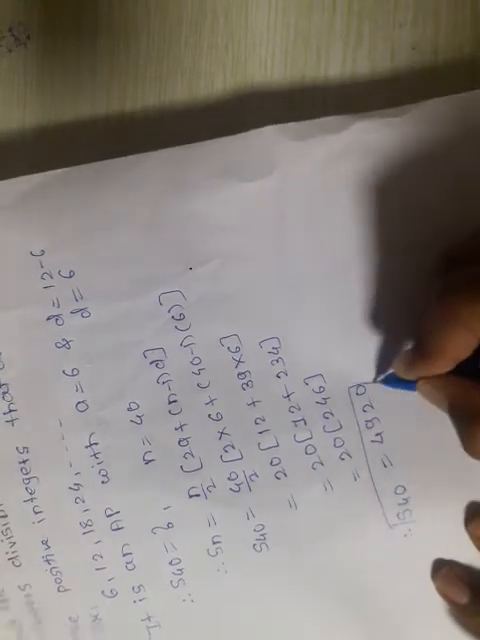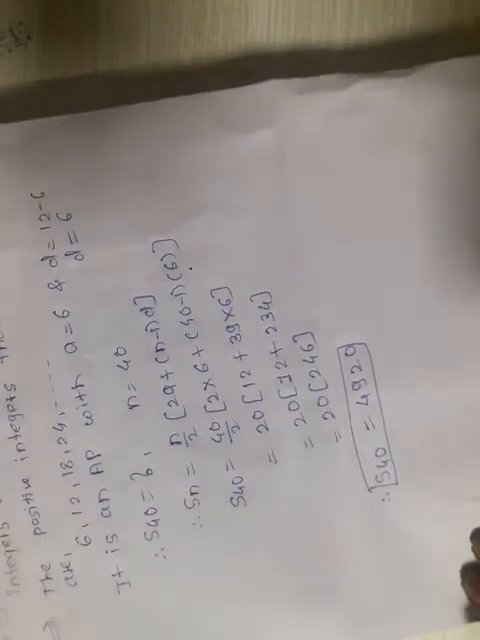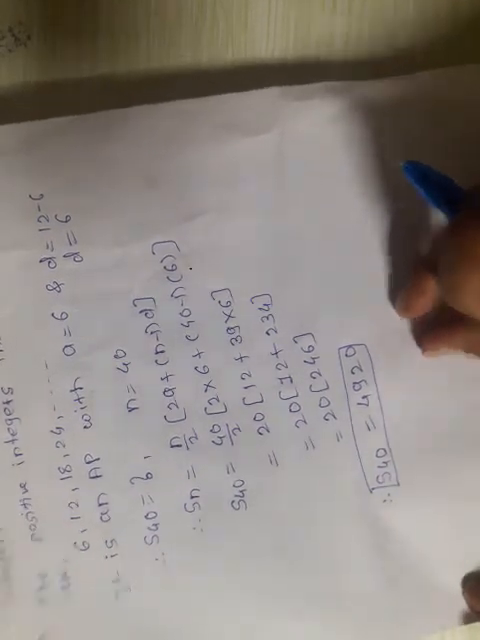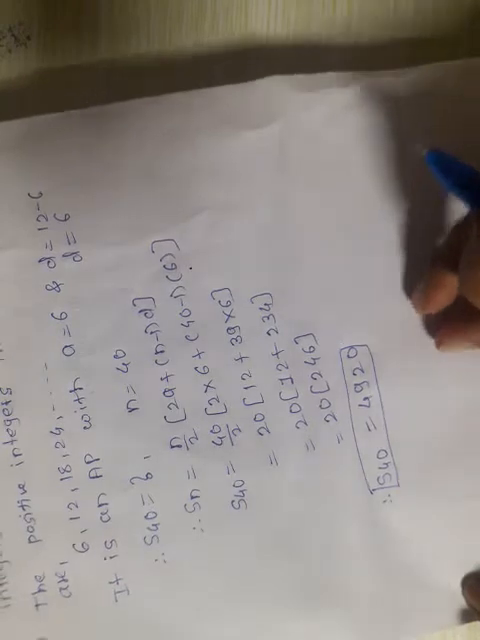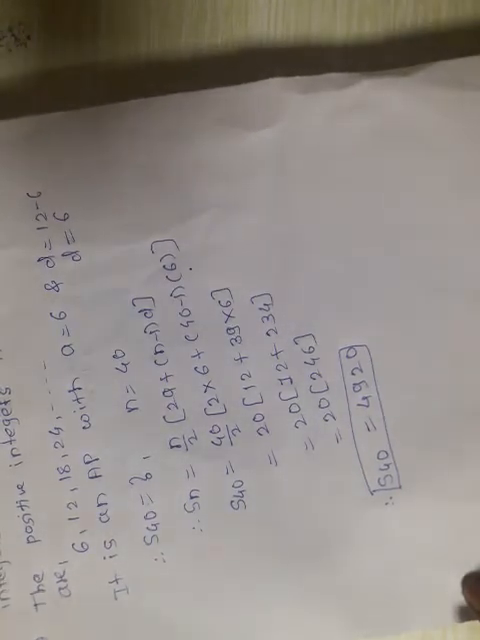So this is our sum of the first 40 terms of positive integers which are divisible by 6. Write down the answer. You must write down the answer: therefore the sum of the first 40 positive integers divisible by 6 is 4920. Now come to the next question.